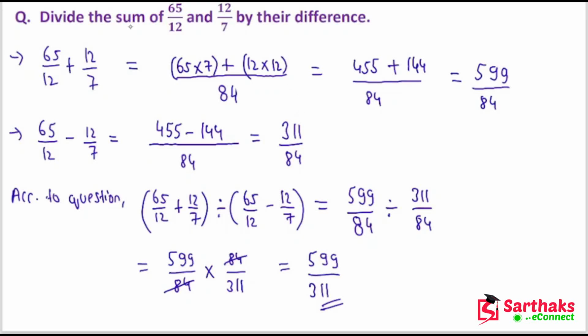So this was all about division of the sum of two numbers by their difference. First you have to calculate the sum, then you have to calculate the difference, because the sum will form the dividend. The difference of these numbers will form the divisor, and the question is this, right? So this was all about division of rational numbers.